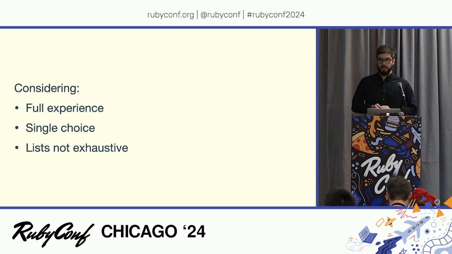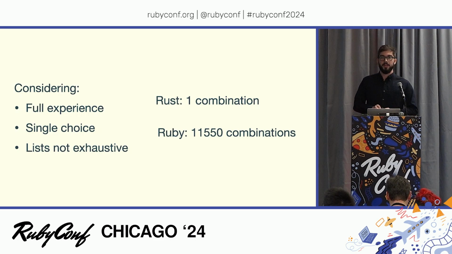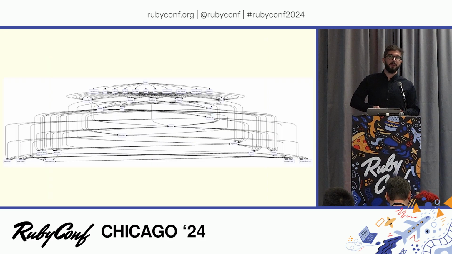With these constraints, Rust has one possible combination of how you can configure your environment, the set of default tools. And Ruby has the very conservative number of 11,000 ways which you can configure your environment. If we were to visualize that, Rust's visualization would be a straight line where on each level you just pick the next default tool. And for Ruby, you can't quite put that on a slide because there are simply way too many combinations to visualize. It's no wonder that it's extremely difficult to guarantee that integrations are going to work properly for every possible combination of way that you can configure your environment.